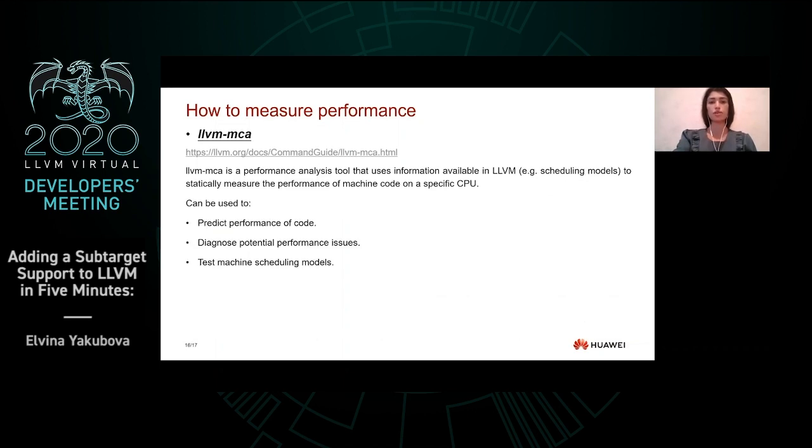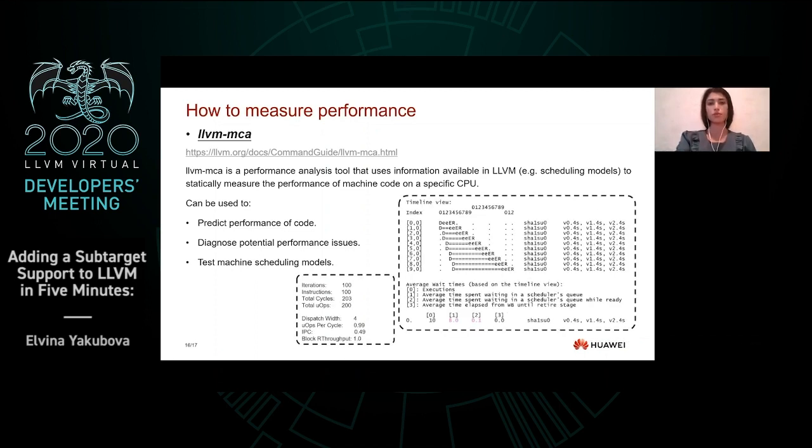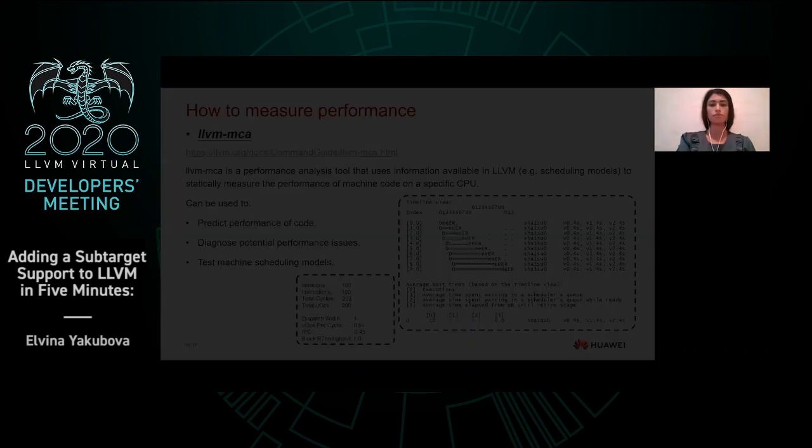Another tool we used was llvm-mca. It is a static performance analysis tool that uses information available in LLVM to generate analysis reports for a specific target processor. Important performance indicators from the reports are instructions per cycle and micro-opcodes per cycle, and some other useful views are resource pressure, dispatch statistics, and timeline view, which shows instruction state changes during execution.